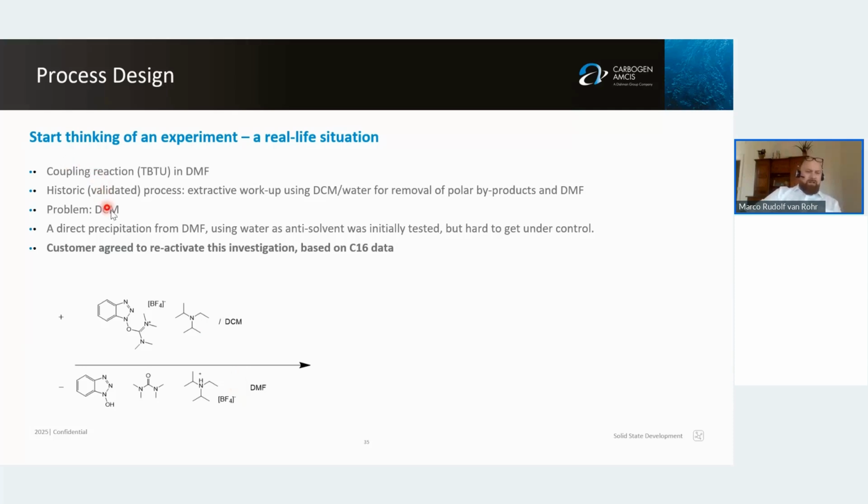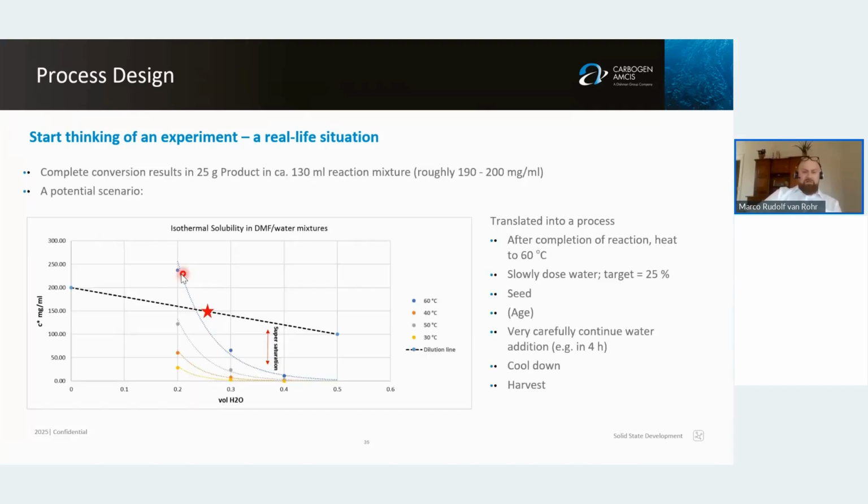But for a customer, DCM starts to get a problem in the US, so we thought of what we could do to remove the DCM. I said, okay, why not try direct precipitation after the reaction from TB2 and DMF? A direct precipitation was initially tested, but was really hard to get under control. But then I measured this very fast, gathered solubility data on the Crystal 16 device, presented it to our customer, and the customer agreed to reactivate this investigation.